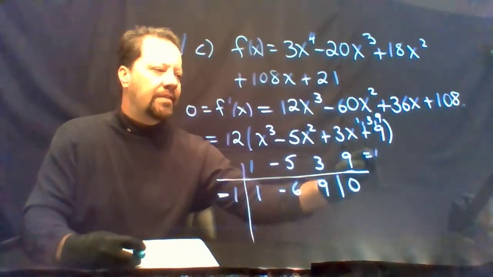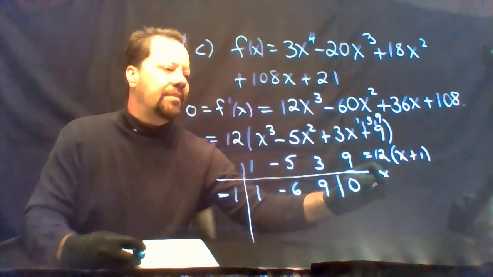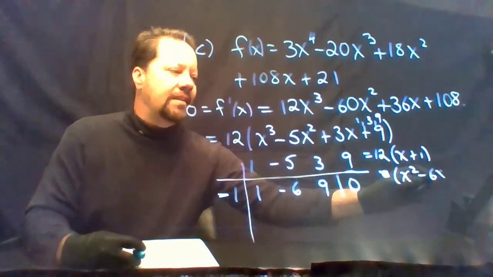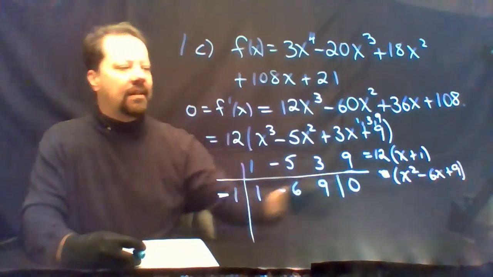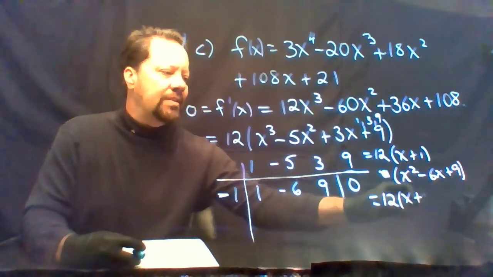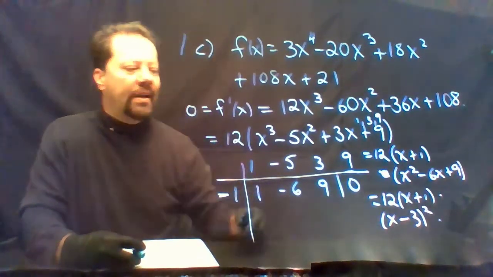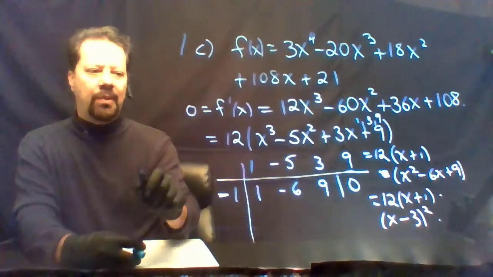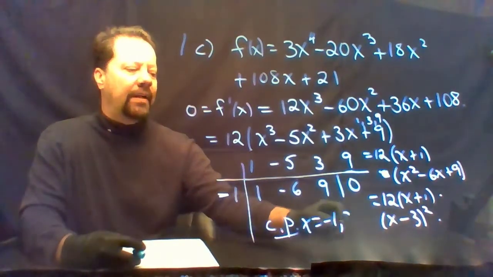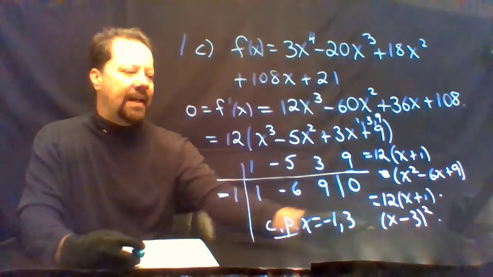We also know that this polynomial factors as x plus 1 times, I'll put a dot, x squared minus 6x plus 9. The quadratic factors as a perfect square. 12 times x plus 1 times x minus 3 quantity squared. And that gives us critical points, negative 1 and 3. Negative 1 is a critical point of multiplicity 1, and 3 has multiplicity 2.